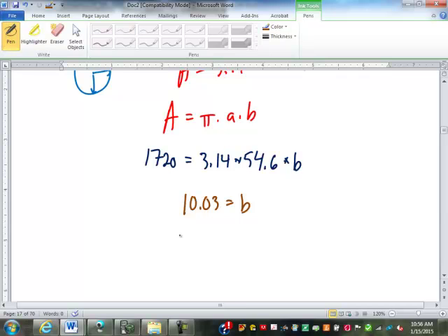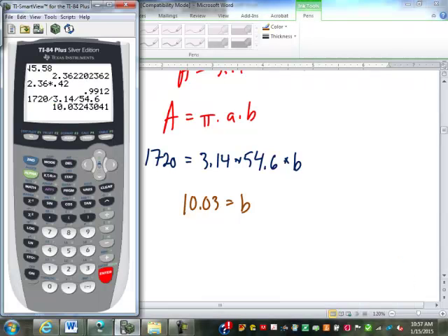Not what I got. Is that what the back of the book said? I don't know. Let's see if I screwed up my calculation somewhere. 40.1 centimeters. 1720 divided by 3.14. Divided by number 19, yeah. You want 17. No, 19. Yeah, 19 is 40.1. So 10.03. I get the same answer again.